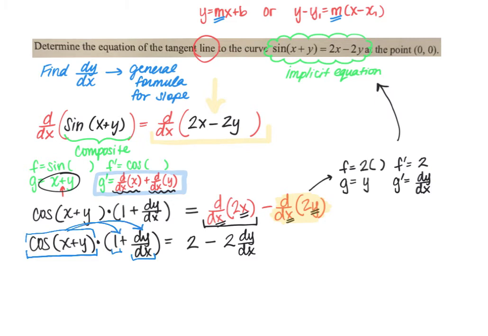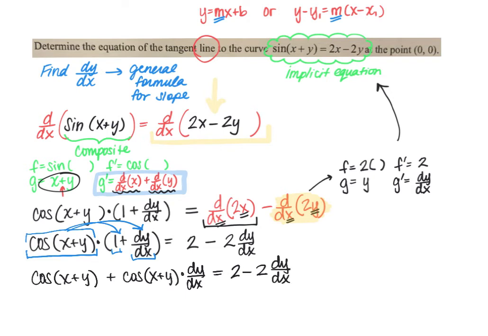So we're essentially going to be taking this entire cosine of x plus y and distributing it into this quantity here. So that's going to be the cosine of x plus y times 1, which is just cosine of x plus y, plus the cosine of x plus y times dy over dx. And that's equal to 2 minus 2 times dy over dx.